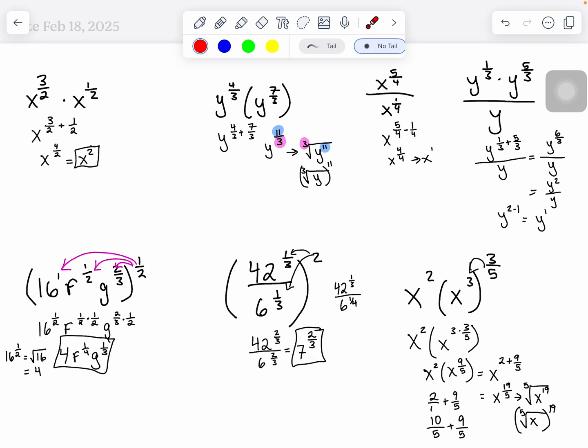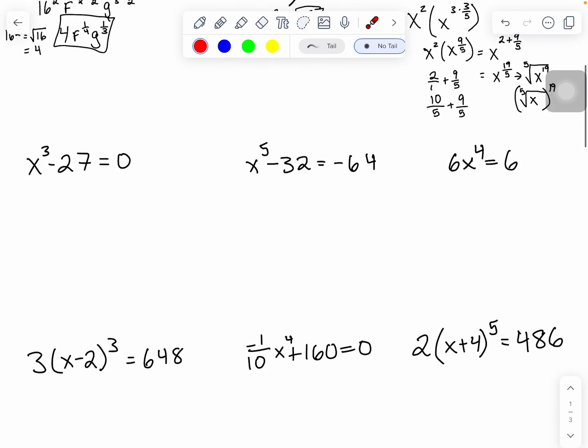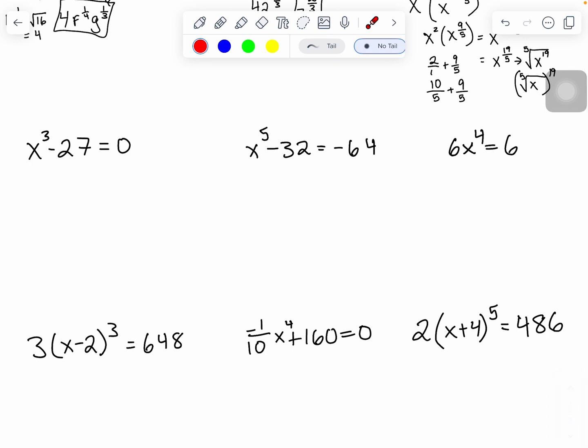All right, I hope this video helped. If you were confused on how to solve using roots, please watch the next video. That's what the next video will be over. I hope this helped.